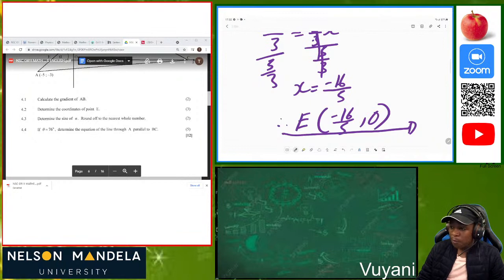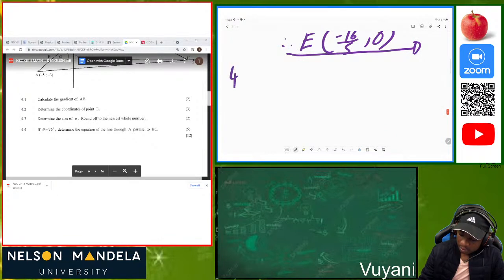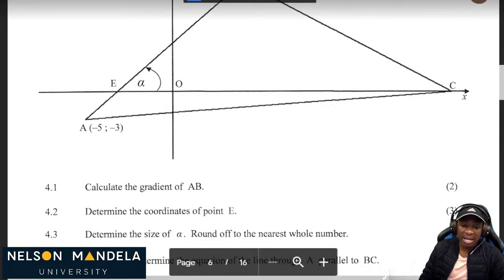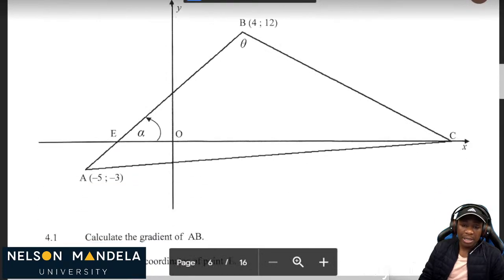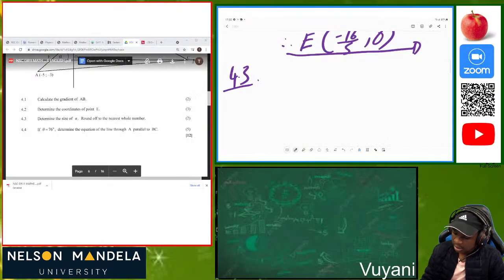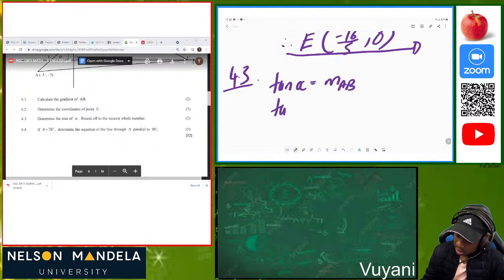Now let's do 4.3. On 4.3, they are saying determine the size of alpha. Where is alpha? Alpha is here on the line AB. So that's when we're talking about the angle of inclination. So how are we going to solve that? So tan alpha is always equivalent to the gradient of AB. So tan alpha is equal to 5 over 3.